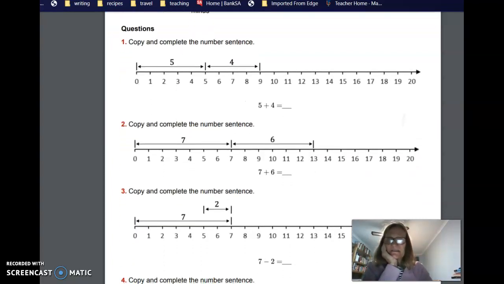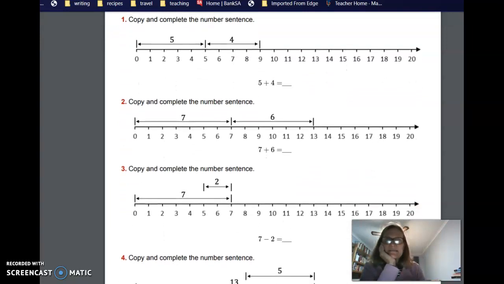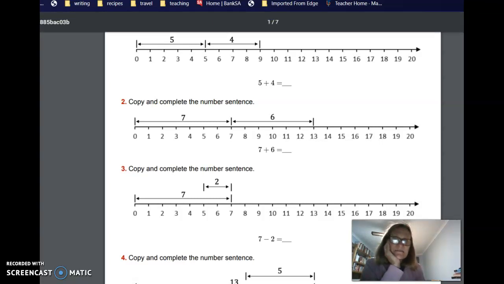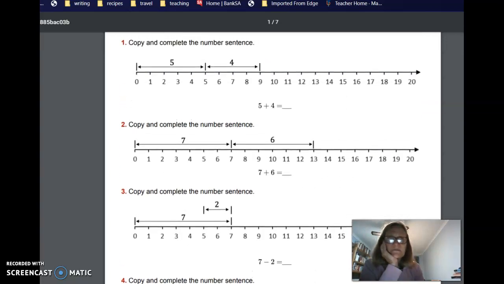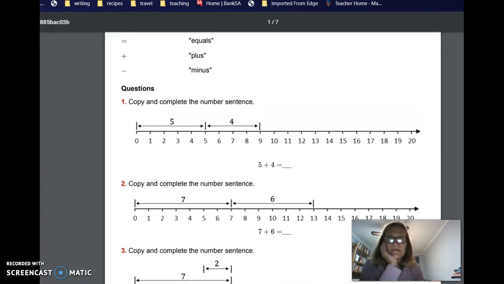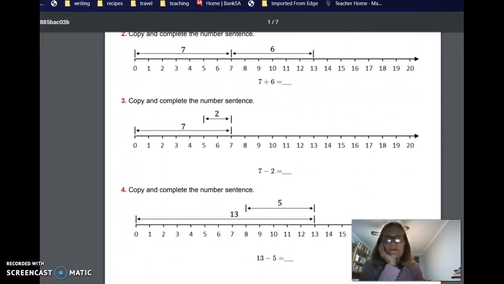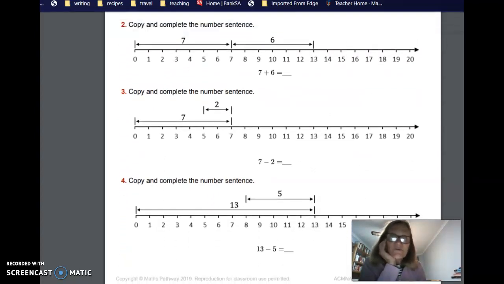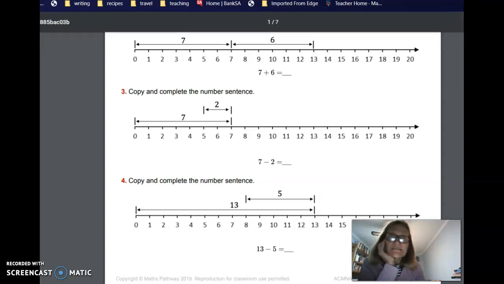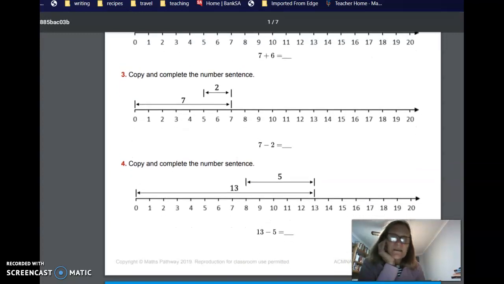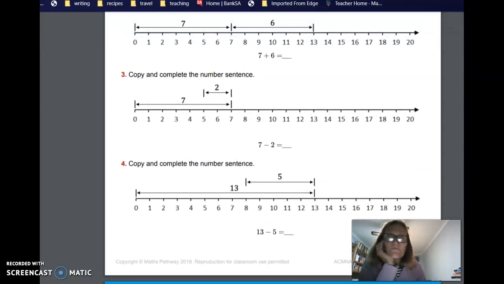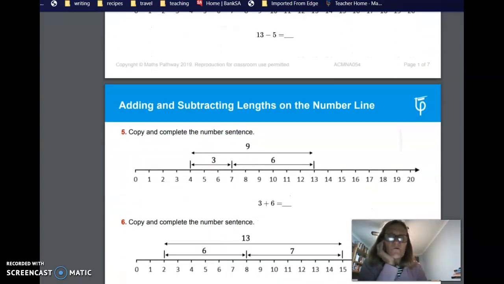Second question says copy and complete the number sentence. It shows me that I've begun from 0. I've had 7. I've added 6 more on. 7 plus 6 brings me to 13. I'm sorry that the pen's not working on this particular page. Number 3 shows us a subtraction. So I go out to 7, I start at 7, then I subtract 2, and where does that leave me? Well, lucky it was one of the ones we've already done. 7 minus 2 equals 5. I think you're going to find this very straightforward.